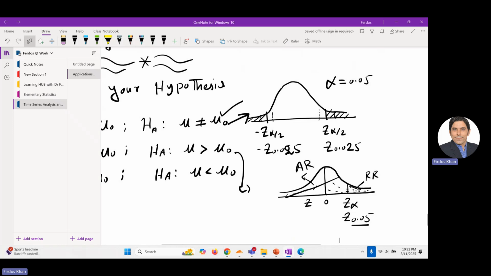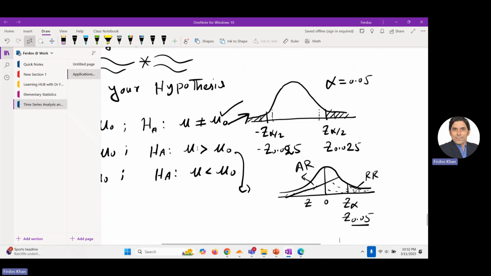If you don't know how to read the table, you can see the video linked in the description of this video on how to use the normal table to find the value of Z from a given probability, like 0.025 in this case. So this critical region is for this alternate hypothesis and this value of alpha.